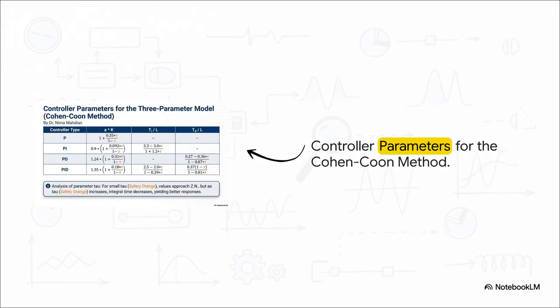Basically, if your system is constantly getting hit with outside noise or sudden load changes, this is the exact blueprint you want. Now, to translate Dr. Madian's specific controller parameters here, he points out a really critical mathematical relationship regarding the parameter tau. It's super fascinating. For a very small tau, the values behave quite a bit like Ziegler-Nichols, but as tau increases, the required integral time actually decreases, which ultimately gives you a much better, tighter system response.